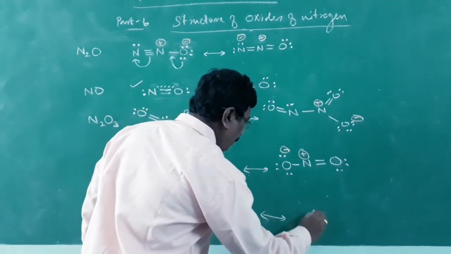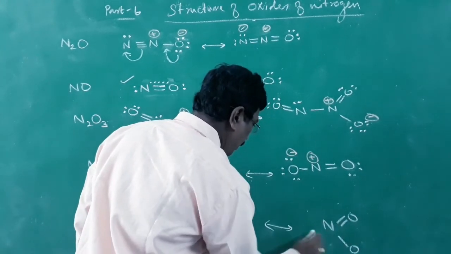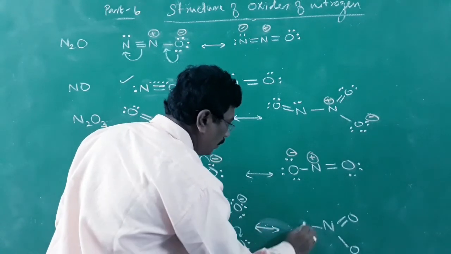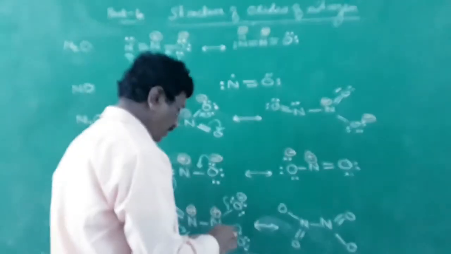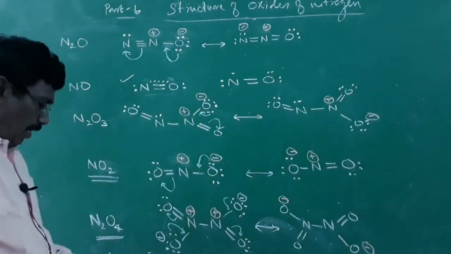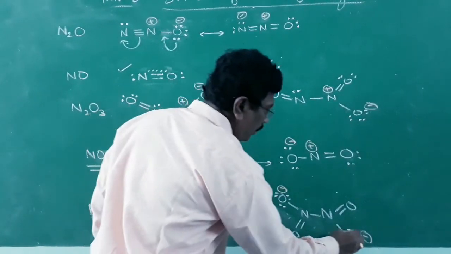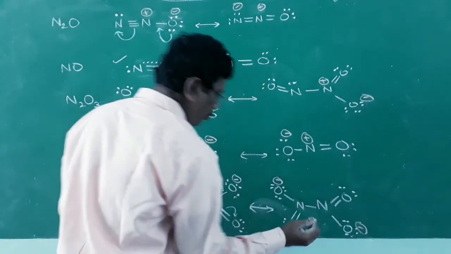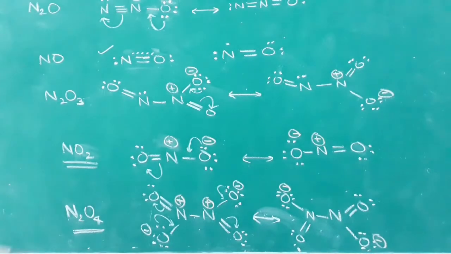N, here double bond, here single bond, here another nitrogen, here nitrogen, double bond here, single bond here. Single bond means negative charge, and over the single bond 3 electron pairs, 1, 2, 3, 1, 2, 3. Here 2 electron pairs, 1, 2. Here 2 electron pairs, 1, 2. That's all. Finished.